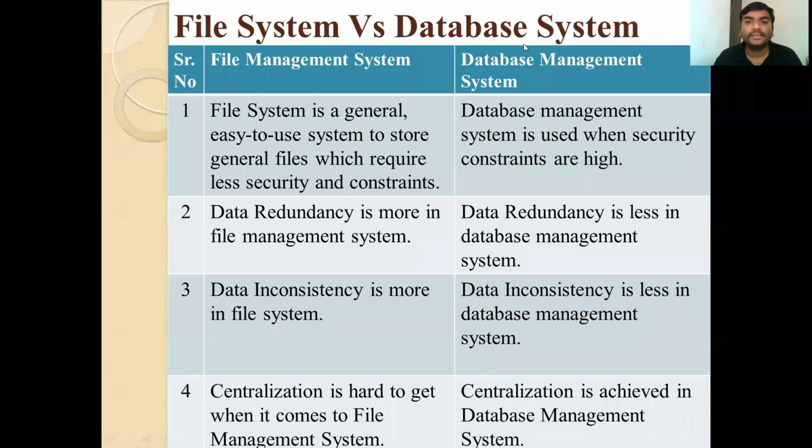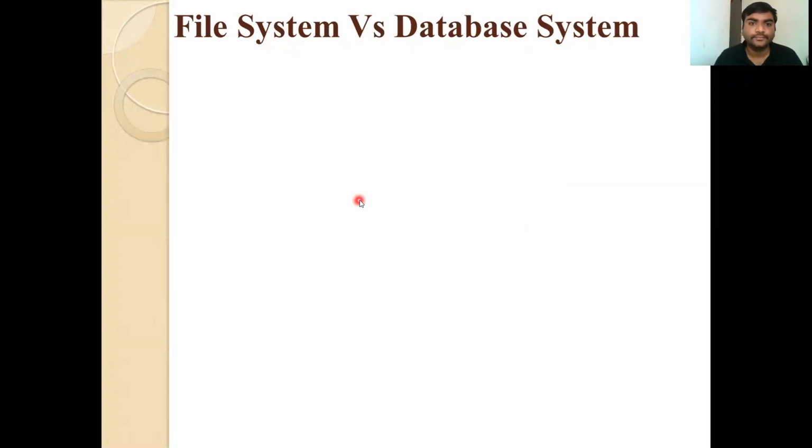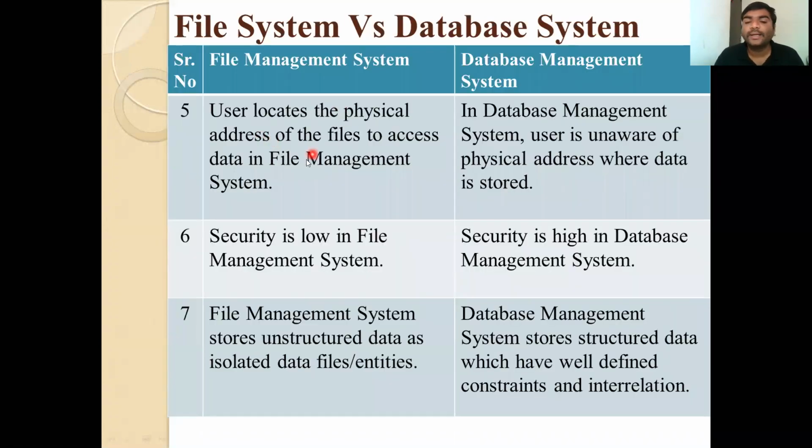Next, the fifth point is that the user can locate the physical address of the file to access the data. That is again a drawback of the file management system. Users are able to locate the physical address of the file, which is not a good thing. Your system can be easily hacked by anyone if your system's physical address is located. So that is the drawback.